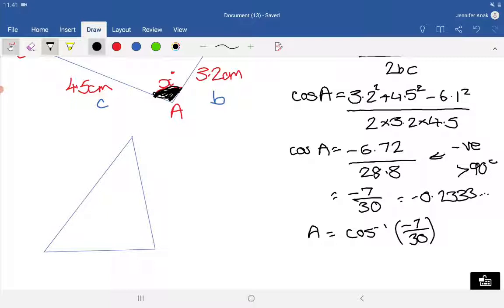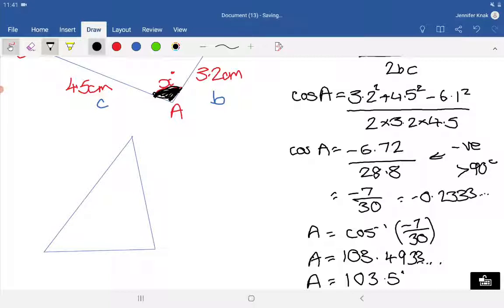So I'm just going to do shift cos on my calculator to get inverse cos, and I get an answer of 103.4933. So 103.5 degrees or just 103 degrees would be my answer. So that's how we do an angle, remembering that if we get a negative fraction, it's going to give us an obtuse angle. So let's do one where we're not going to get a negative fraction for our second example.